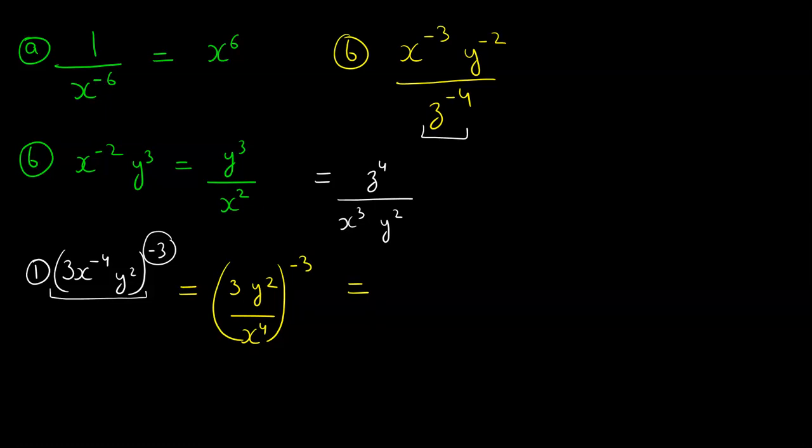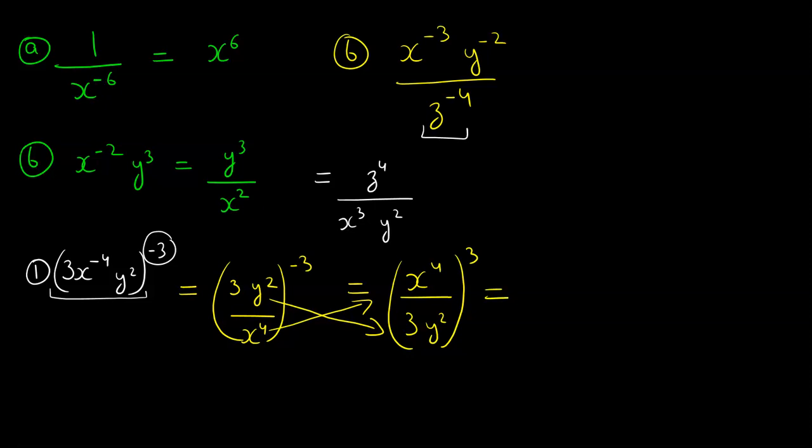Now we want to make this negative 3 into positive 3. What we do inside the parenthesis, we simply switch the positions. So this becomes x to the power of 4, this one goes here, and this one goes to the denominator, 3y square.